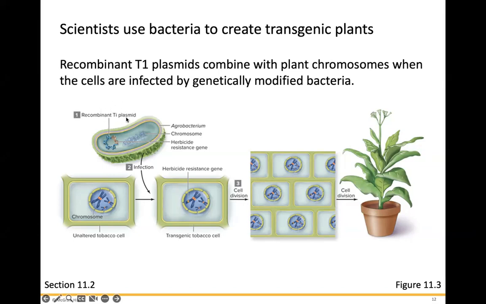So you have your recombinant Ti plasmid, then you have the infection with the bacteria, then you have the herbicide resistance gene that has been integrated. This leads to cell division, and then eventually the production of the plant. And this plant is now resistant to the herbicide.